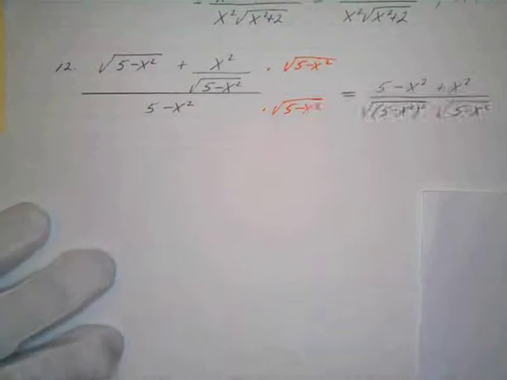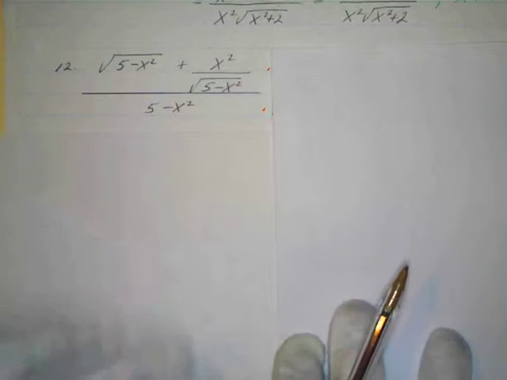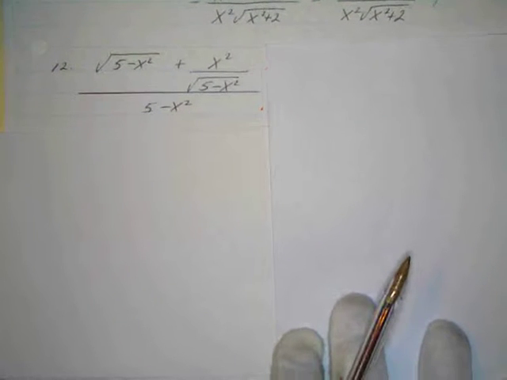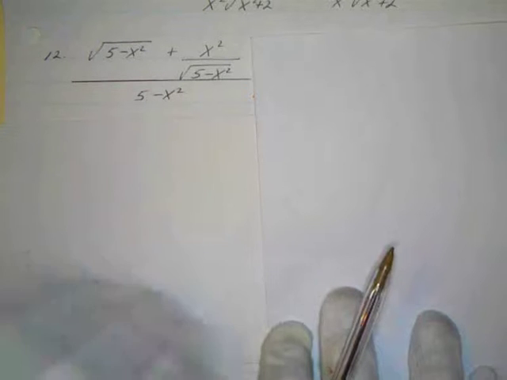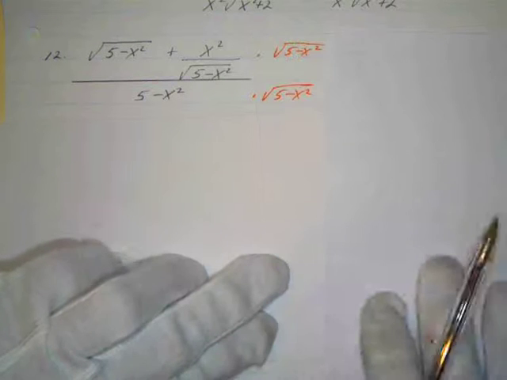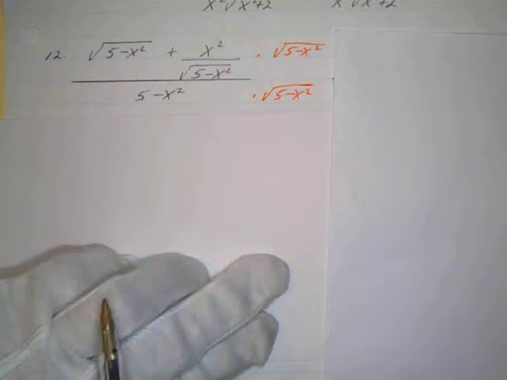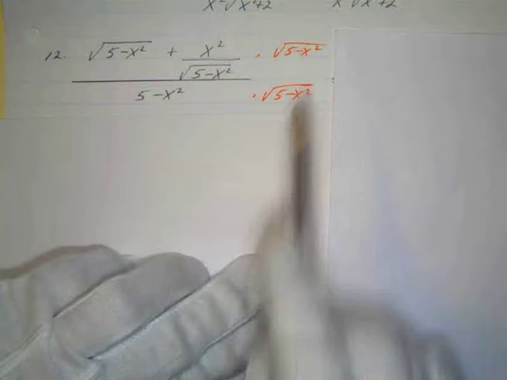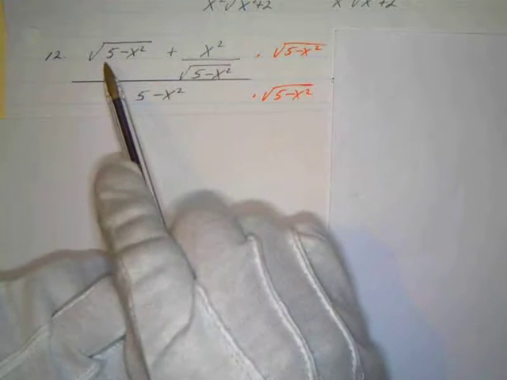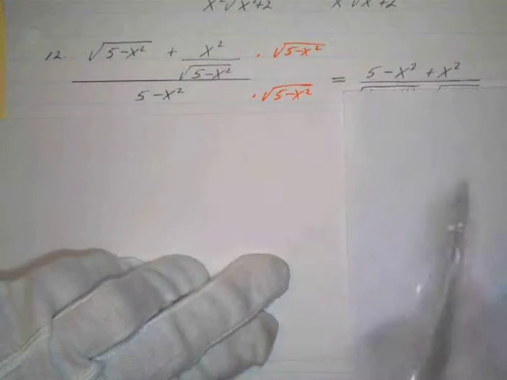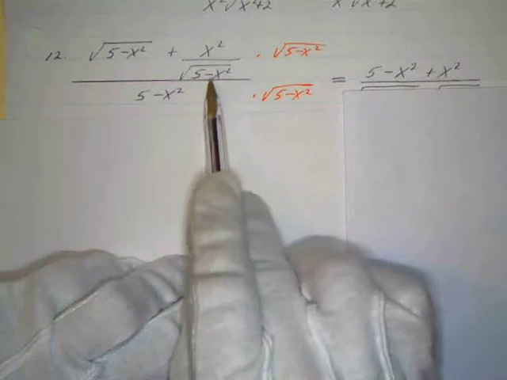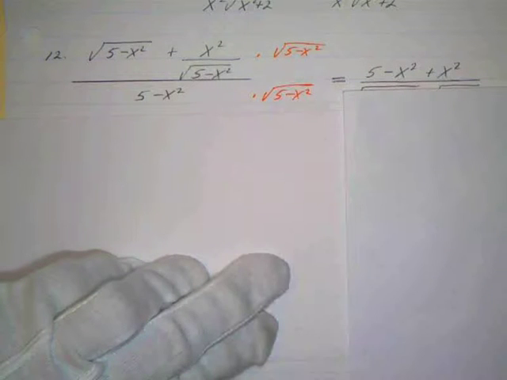Okay, let's take a look at number 12. And it's very similar to number 11. Again, one fraction in the denominator. That's the square root of 5 minus x squared. So that's my LCD, so I'll multiply the top and the bottom by the square root of 5 minus x squared. And again, in the first term, I just have 5 minus x squared because the square roots take care of each other. And then these cancel, so I just have x squared.